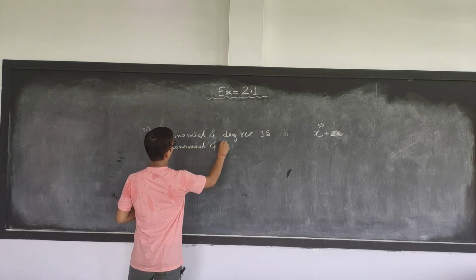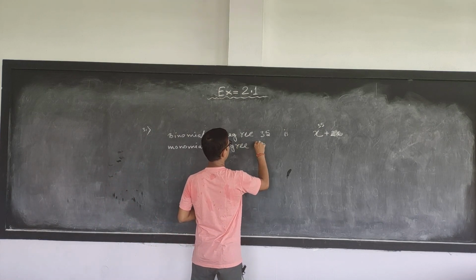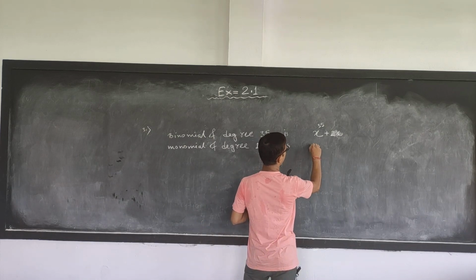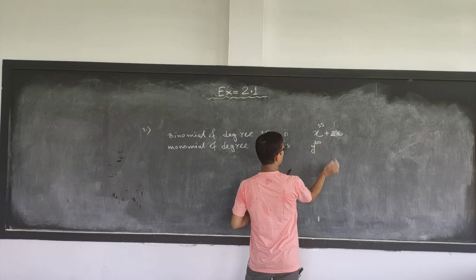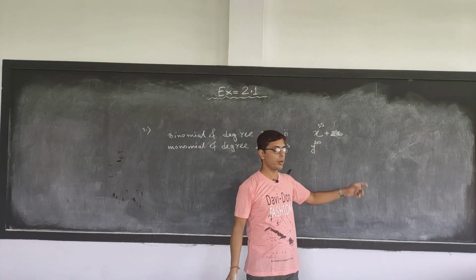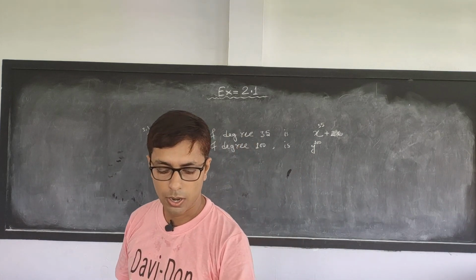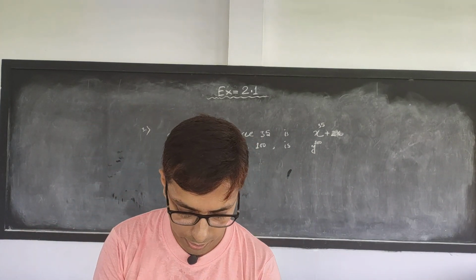Monomial of degree 100. An example you were asked to write is, any example you can write, y to the power 100. It is not necessary that you will write y to the power 100 always. You can write z to the power 100, a to the power 100, p to the power 100, whatever you can write. Clear? So monomial of degree 100 we have written.